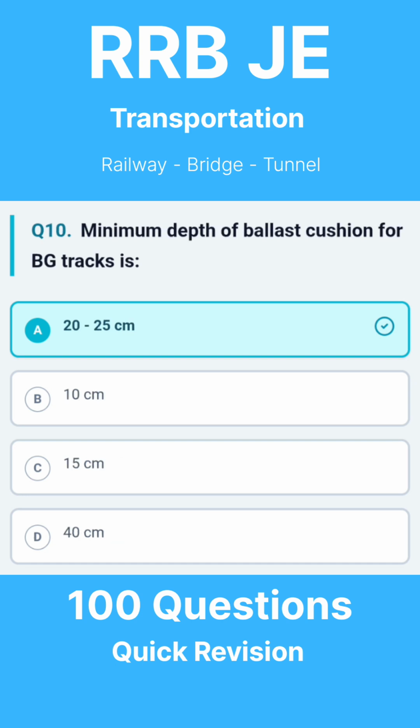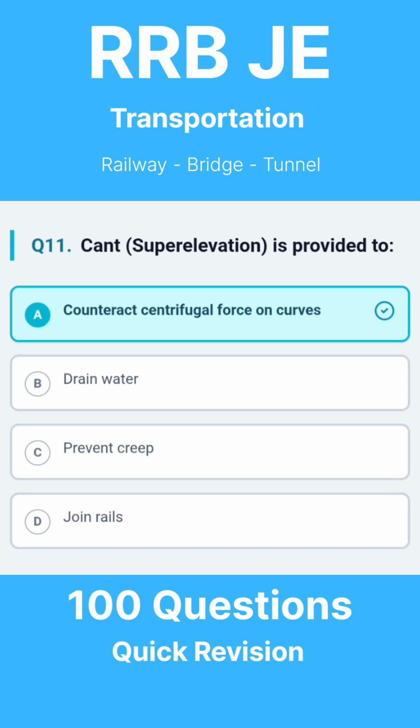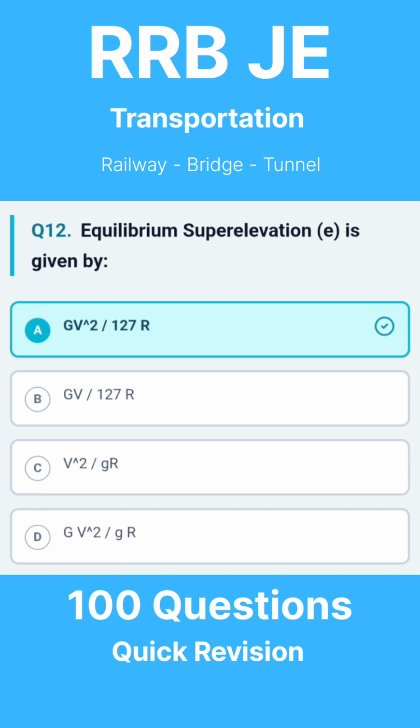Question 10. Minimum depth of ballast cushion for broad gauge tracks is. The correct answer is 20 to 25 cm. Question 11. Cant or superelevation is provided to. The correct answer is counteract centrifugal force on curves. Question 12. Equilibrium superelevation E is given by. The correct answer is GV squared divided by 127R.